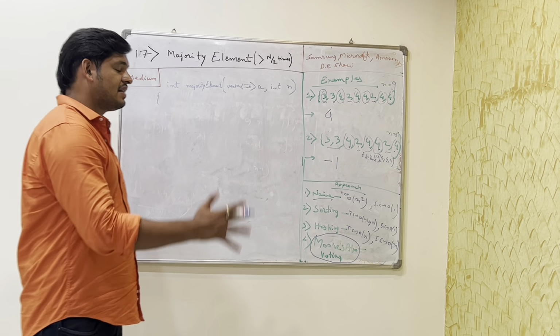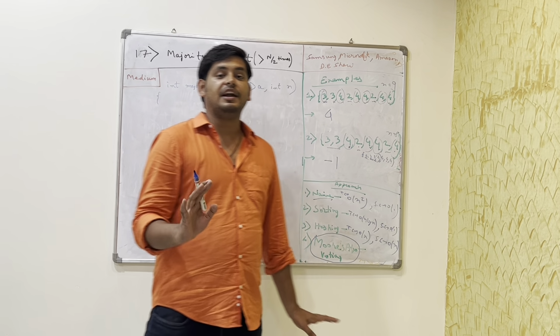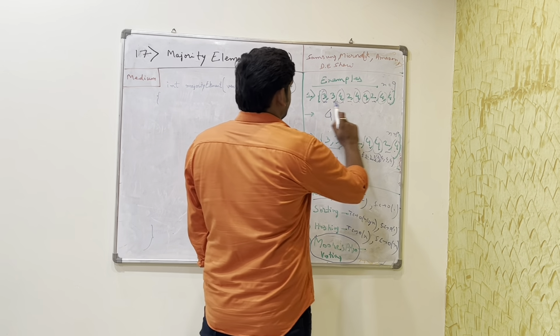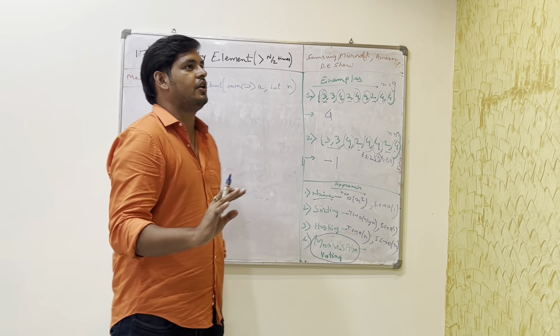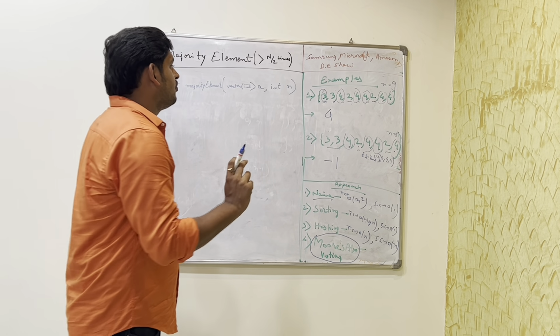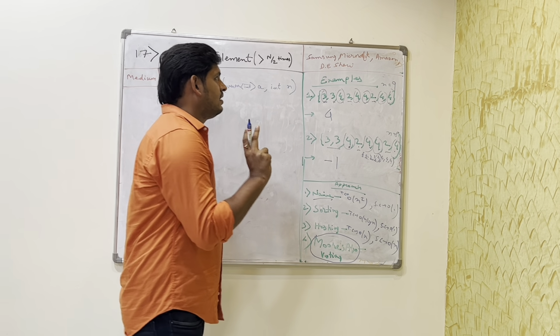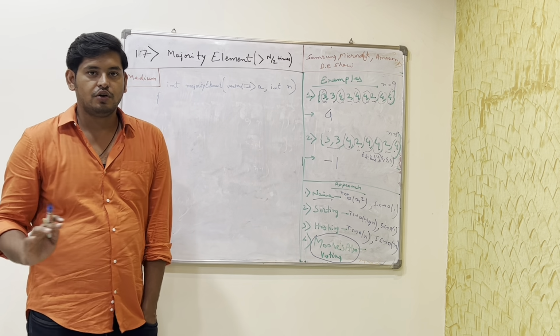So let's discuss how we can solve it. What is the intuition of this? We are not going to take any extra space. We can't use sorting. We can't use hashing. But we need to find the majority element. What observation do you think we can use to solve this?